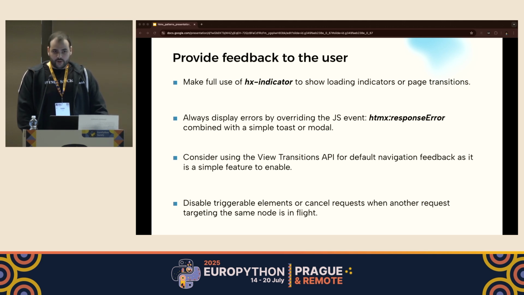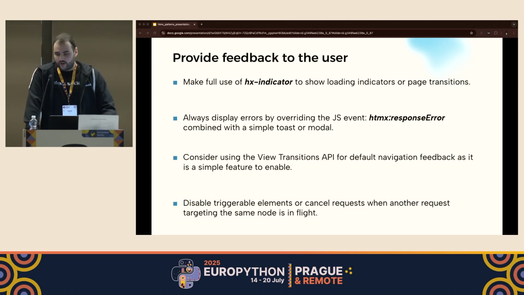The View Transitions API is something a bit recent, but it's also useful because it's a toggle on-off feature, and you'll have instant page transitions in your application. And you should disable elements that the user already has triggered, or cancel requests when another is in flight, so you don't have issues with double-clicking and issuing two requests at the same time.